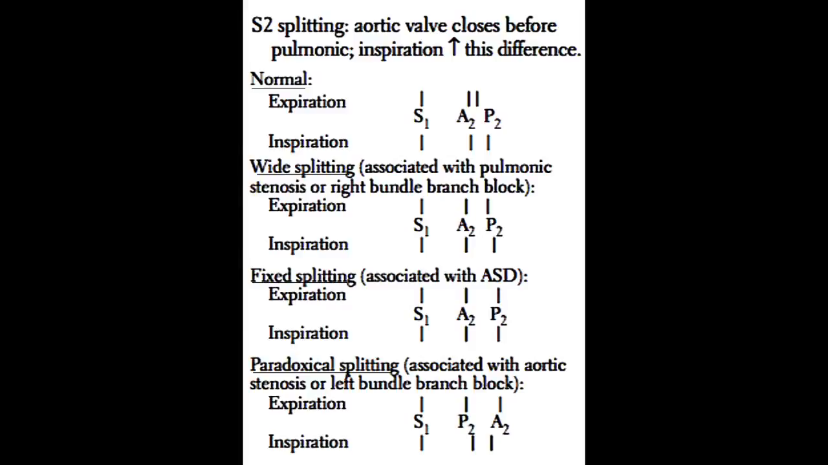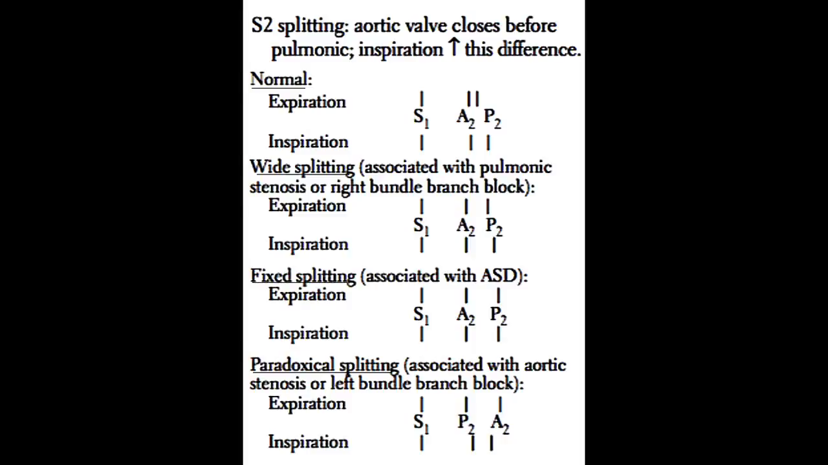Wide splitting, which occurs with expiration and inspiration of the second heart sound, can be associated with either pulmonic stenosis or a right bundle branch block. Wide splitting of S2 is generally considered just an exaggeration of the normal split. Both pulmonic stenosis and right bundle branch block delay the flow of blood out of the right ventricle, and therefore cause an increase in the amount of split because of a delay of P2. Remember that P2 is closure of the pulmonic valve.